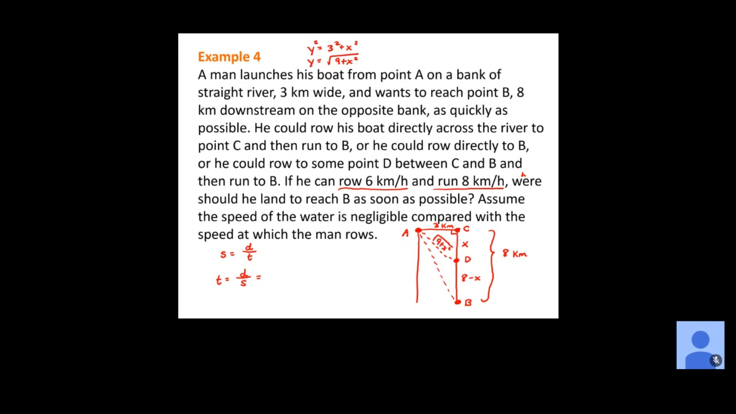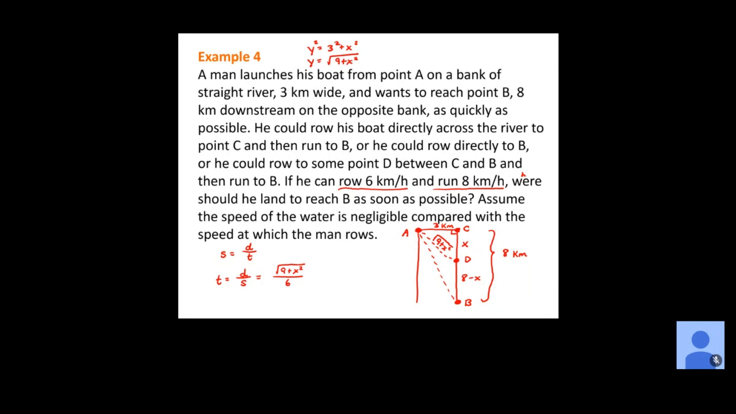The square root of 9 plus x squared, right? So that gives me my distance for my numerator. So square root of 9 plus x squared. Then we're going to divide that by speed. What's the speed going to be for that distance? That's the 6, right? Because that's his rowing from A to D. He can row at 6 kilometers per hour. So there's our speed.